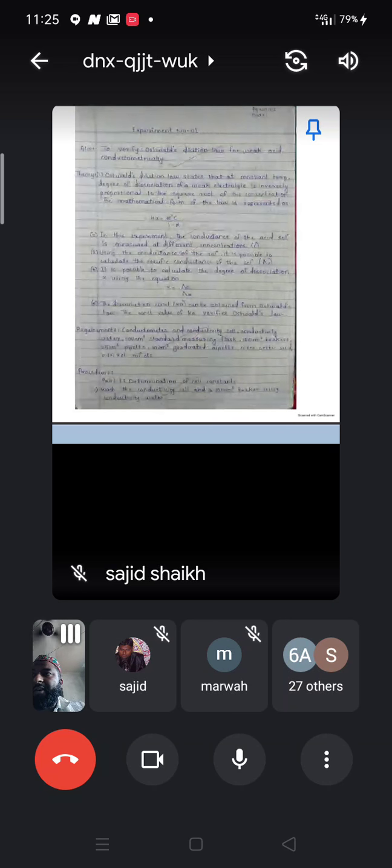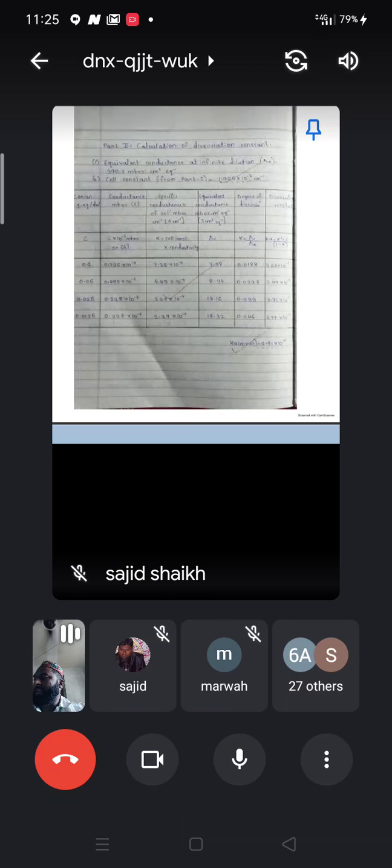then you can see on the next page it is given calculation of the dissociation constant, that is part 2. Equivalent conductance at infinite dilution, that is lambda infinity, will be provided to you. Then the cell constant from part 1, it is 1.005 centimeter inverse, that you have to remember.